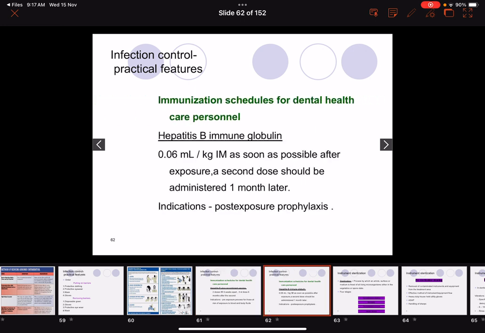Immunization should be scheduled for dental health personnel. Hepatitis B immunoglobulin, 0.06 milliliter per kilogram intramuscular, as soon as possible after exposure. A second dose should be administered 1 month later. Of course, the indication is post-exposure prophylaxis.